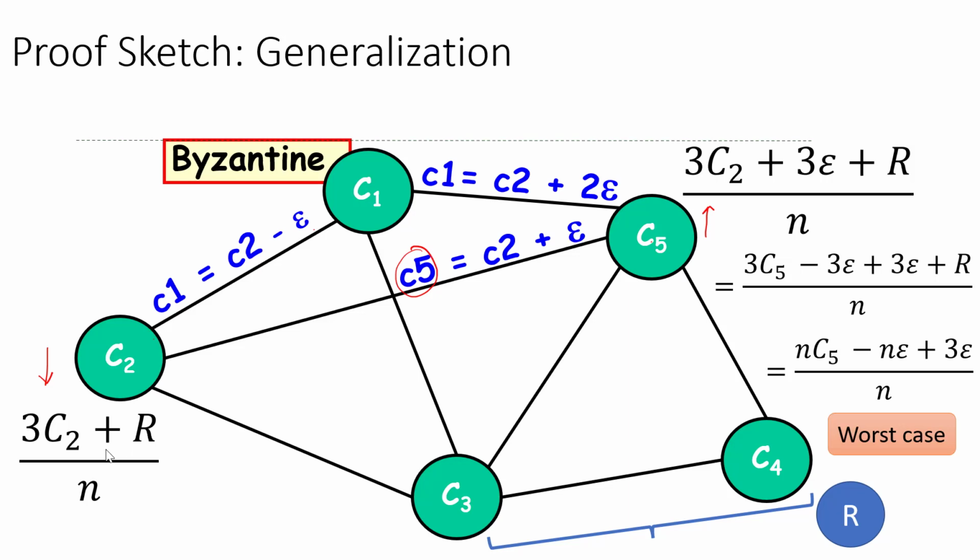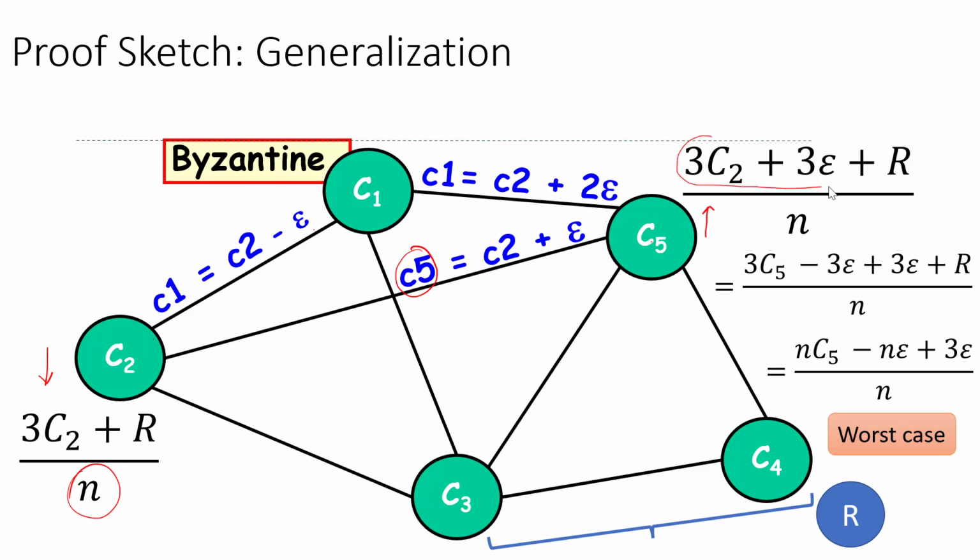Then if we just add up the clock values, here we will have C2 plus of course C1, which is C2 minus epsilon, plus C5, which is C2 plus epsilon. So the sum will come to 3C2 plus R, where R is the sum of the clocks of the remaining part of the network, divided by N. And the sum at C5 would basically come out to be C2 plus 2 epsilon. This is the value of C1. And then C2 plus epsilon, and then again the value that C2 sends.